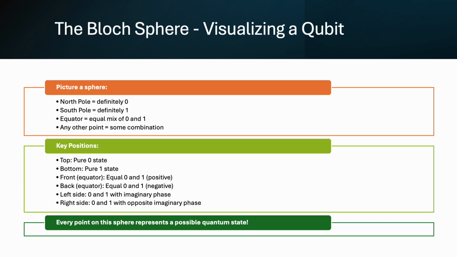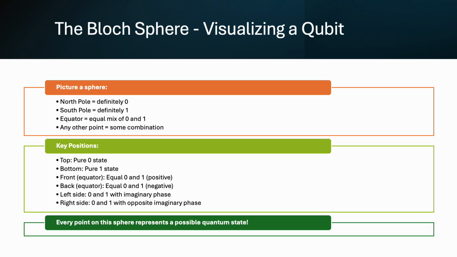These are the only states a classical bit can have, but a qubit can be anywhere on this entire sphere. The equator of the Bloch sphere is particularly interesting because it represents states of perfect superposition where the qubit is equally likely to be measured as 0 or 1.